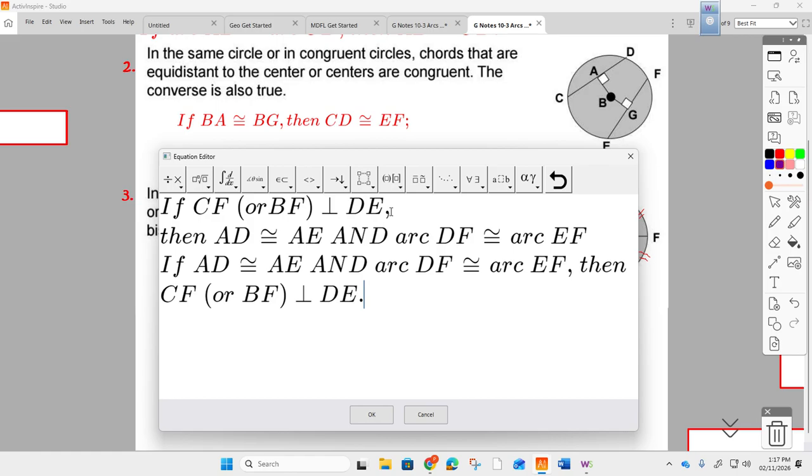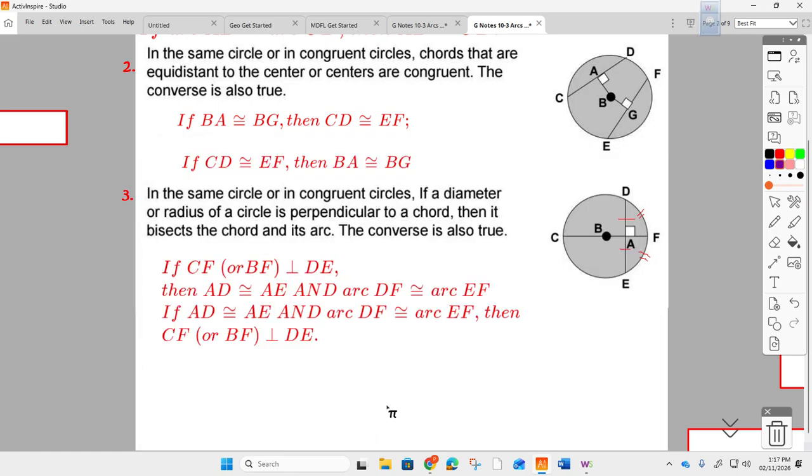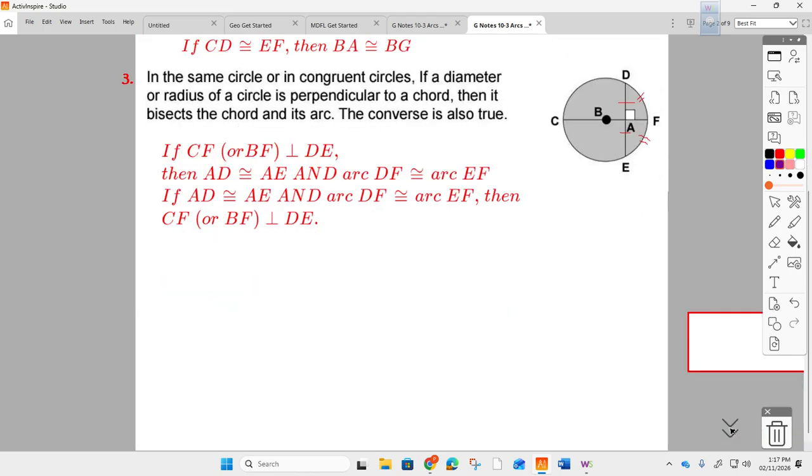So this is the rule, this is its converse. If we know that this arc and this arc are congruent, and they are marked by this, bisected by the radius or the diameter, now we know that all four of these angles are right angles.